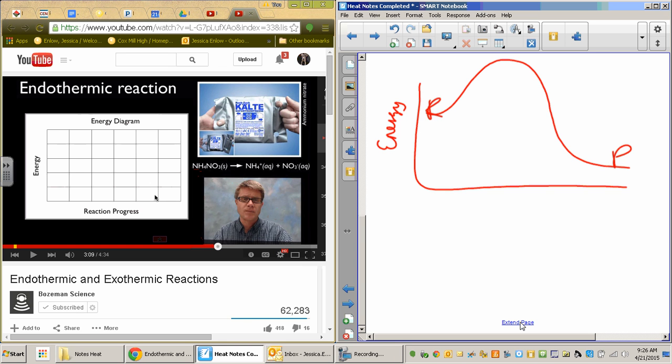Good. So what you would label here is, from the energy of the reactants to the energy of the products, there's a difference. That difference is called delta H. So is that delta H a positive number or a negative number, based on the fact that you know it's exothermic?